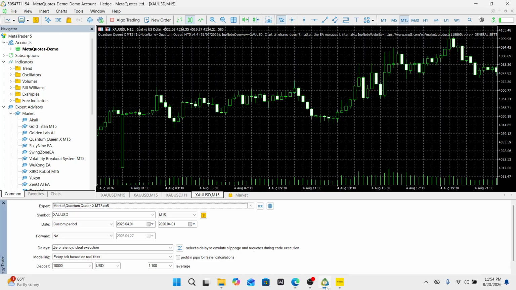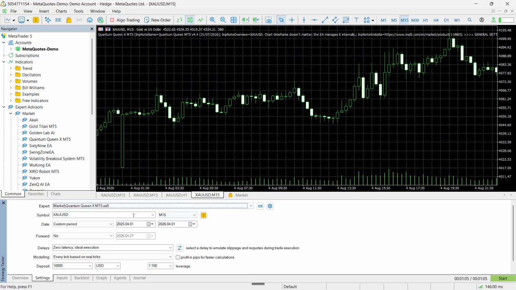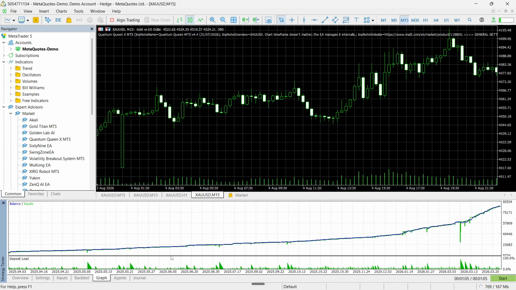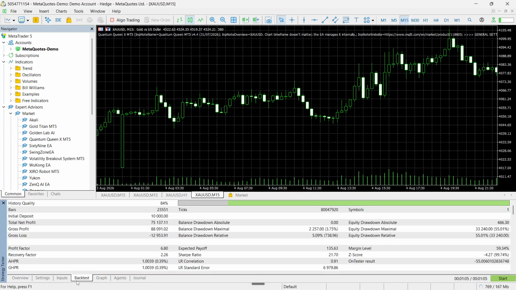I was able to put the EA through my own personal test using the recommended XAUUSD on the M15 time frame for a custom period of 1 year from the 1st of April 2025 to the 1st of April 2026. And for the initial deposits of $10,000, the equity curve shows strong overall growth, as you can see, with net profits around $75,000 and a high profit factor of 6.80.